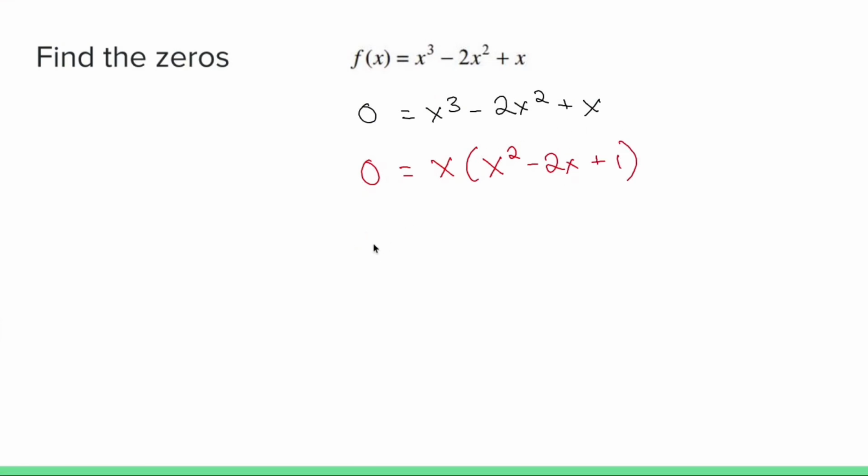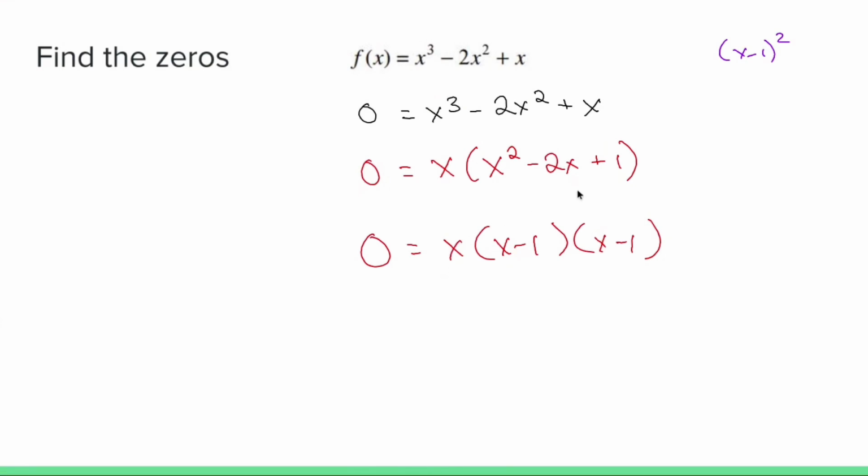And then I take a look at that, and I notice I could factor that further. Two numbers that add up to negative 2 but multiply out to positive 1 are negative 1 and negative 1. And you might look at that and say, those are the same. I'm going to leave it like that. You could have written out x minus 1 squared if you wanted to, but I'm going to leave it like that because it doesn't make a difference.